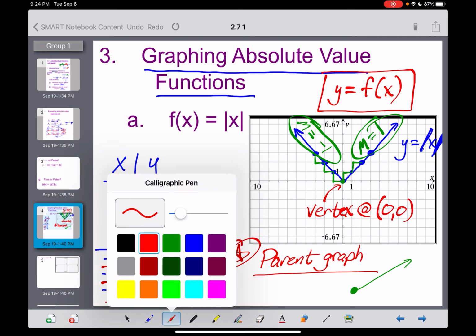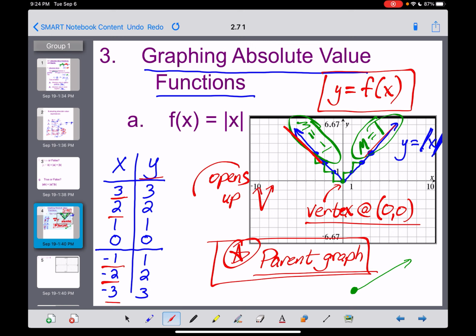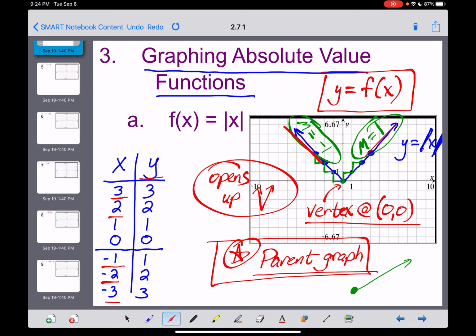So these 3 things, everybody, the vertex at 0, 0, and the slopes of 1 and -1 are pretty important to know about this particular parent graph. Actually, one other thing I'll point out that looks really obvious now, this graph right here opens upward. It's a V that's pointing up to the top like that. So that's a 4th thing to notice about this parent graph. And I bring all that up because we are now going to graph, let's see, I think I've got 5 more examples for you guys.